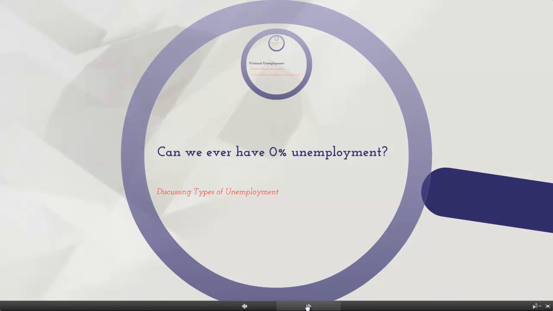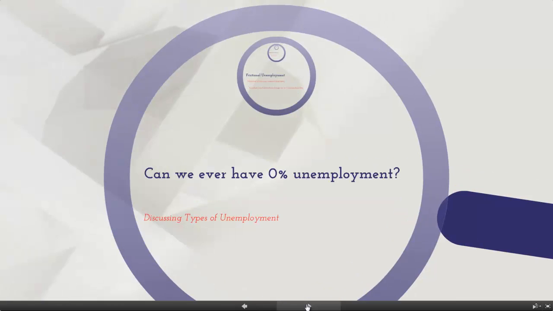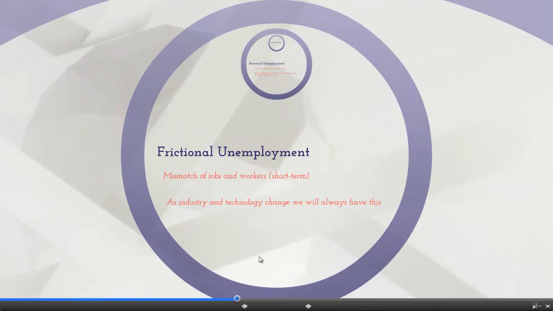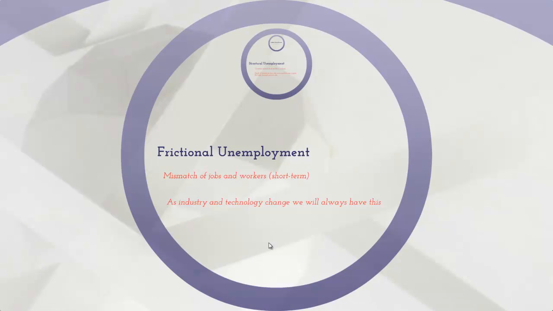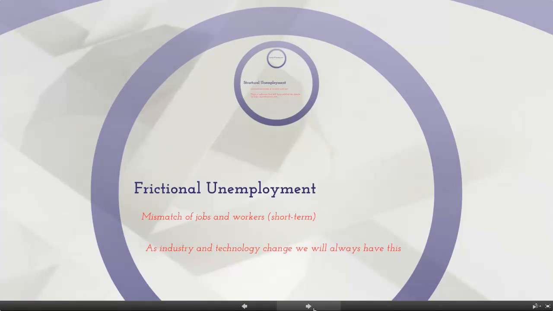Can we ever have zero unemployment? There is a natural unemployment rate. There are quotes that it's between 3 and 4%. There are thoughts that potentially we don't have to have zero unemployment, but there are different types of unemployment. The first one is called frictional unemployment. This is a short-term mismatch of jobs and workers. It's considered the job searching process. As an industry or technology changes, we will always have some sort of frictional unemployment. We stop manufacturing typewriters, so that industry goes away, but then we have a new industry, and these people switch jobs, and they become employed again.